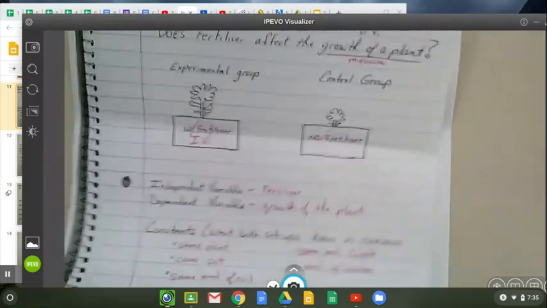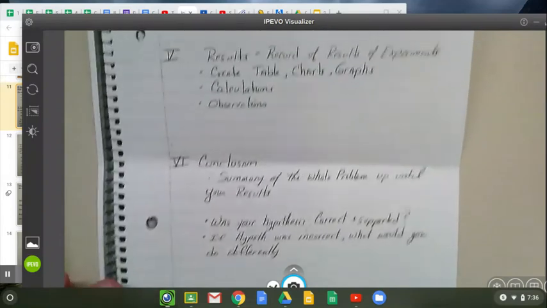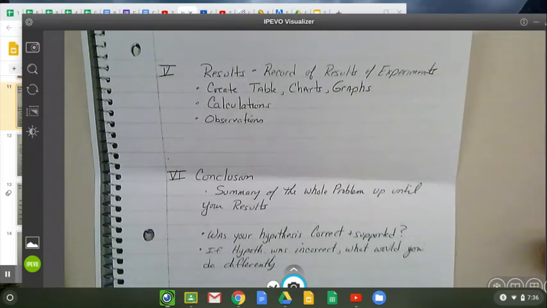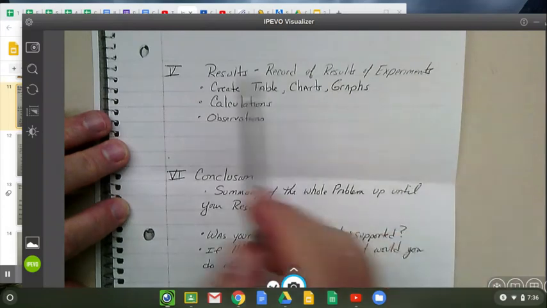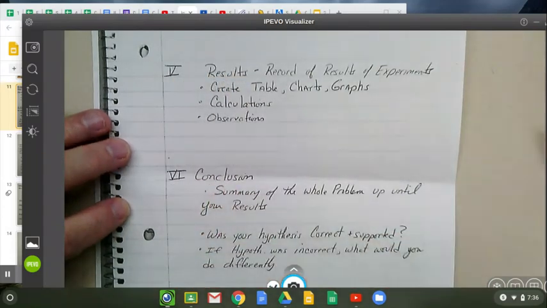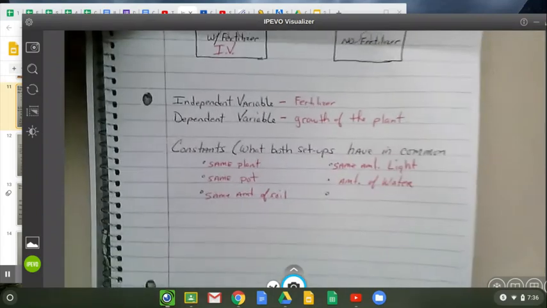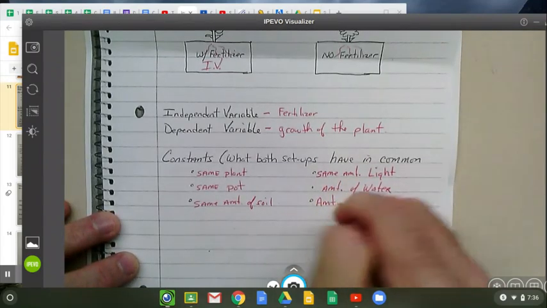So once we've conducted our experiment, we then go to the results section, which is step 5. Now, if at any point I'm going too fast, you can always hit the pause button and catch up on the notes before you proceed. So here in step 5, once I've conducted my experiment, another constant might be the amount of time. That's probably a key one.